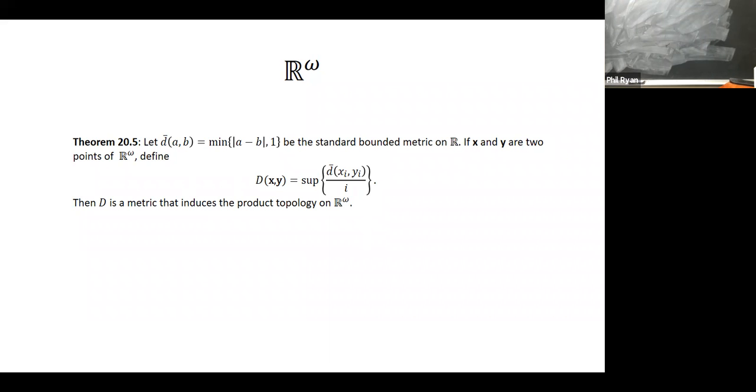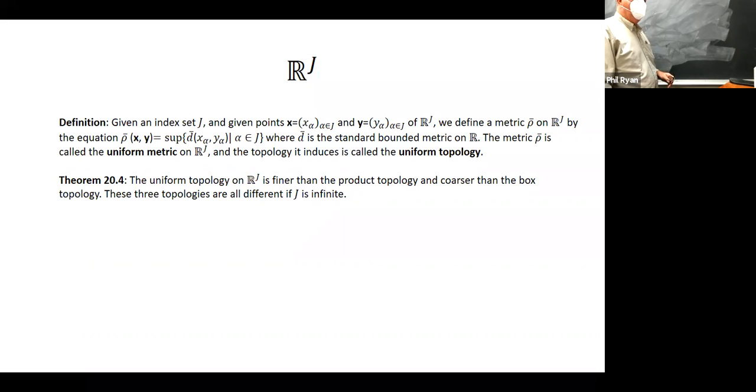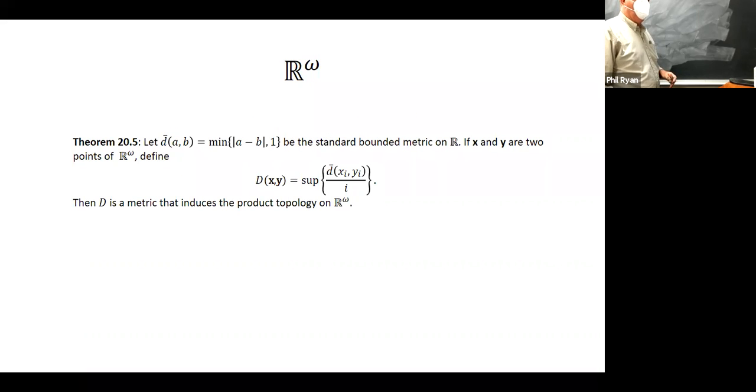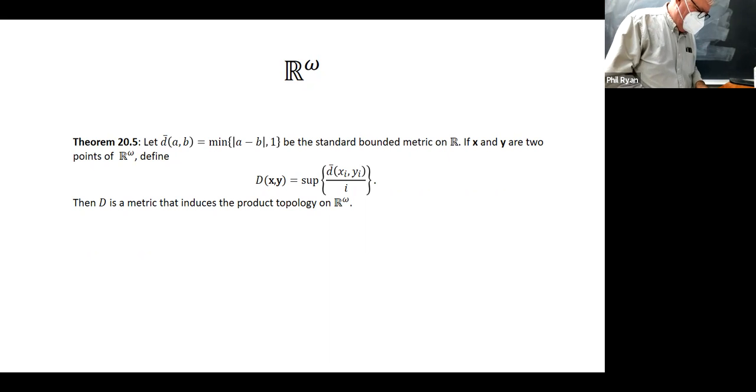So here is a metric that gives us the product topology. Again, we're taking the standard bounded metric on R, and now we're going to define a metric by looking at the sup of the standard bounded metric divided by i. So notice that this is different from the uniform metric, where we're just looking at the sup for all i. So this is enough to ensure that we have the product topology.